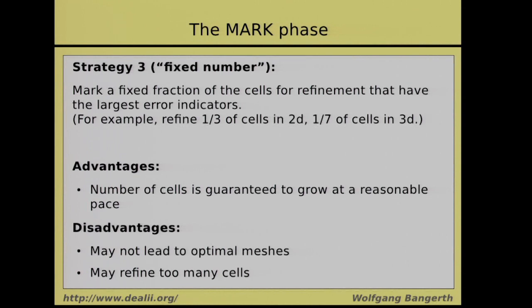The disadvantage is that you might get meshes that are not optimal, in the sense that you might refine too many cells, and you end up with meshes that are not within a fixed factor away from the optimal mesh. So you're refining too many cells. There's a cost associated with that, obviously.